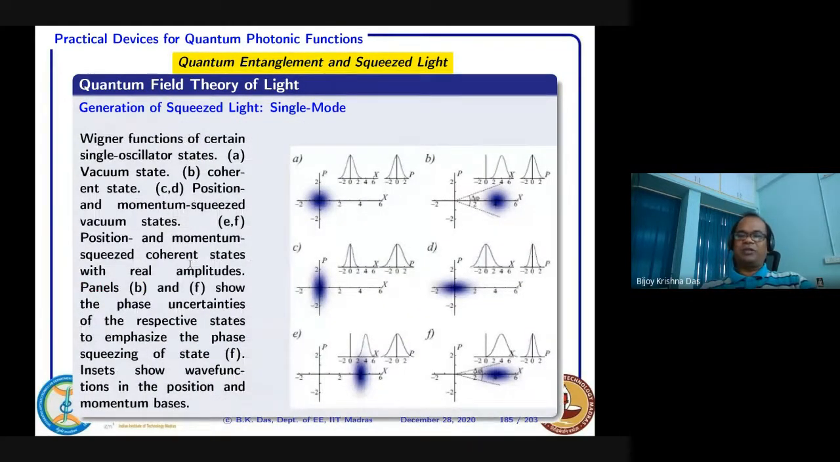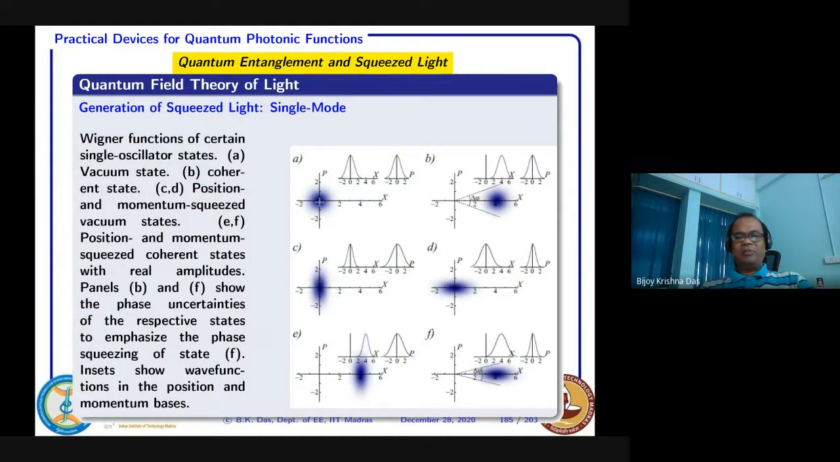And this is a little bit pictured, I think, in terms of momentum and position phase space diagram. So you see, this is called a Wigner function of certain single oscillator states. So this is called the vacuum state. As I was saying, if it is x and it is p, then it is spread by half, and this is also spread by half. So it will be just a circle at the origin, right?